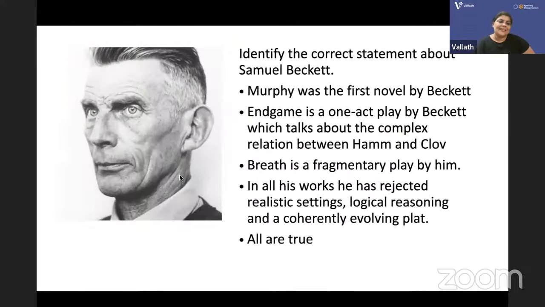Identify the correct statement about Samuel Beckett. They are going to find out the truth about me. Murphy is the first novel by Samuel Beckett. Endgame is a one-act play by Beckett, which talks about the complex relationship between Ham and Clov. Breath is a fragmentary play by him. In all his works, Beckett rejected realistic settings, logical reasoning, and a coherently evolving plot.